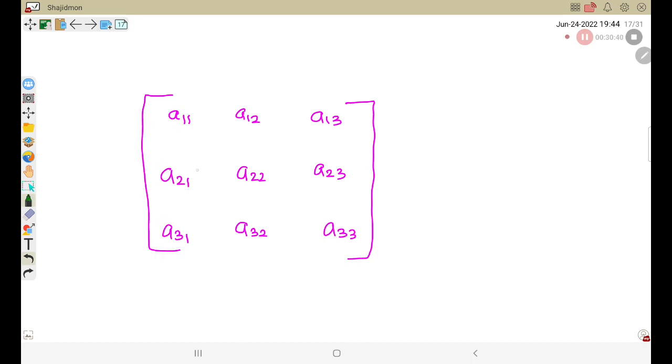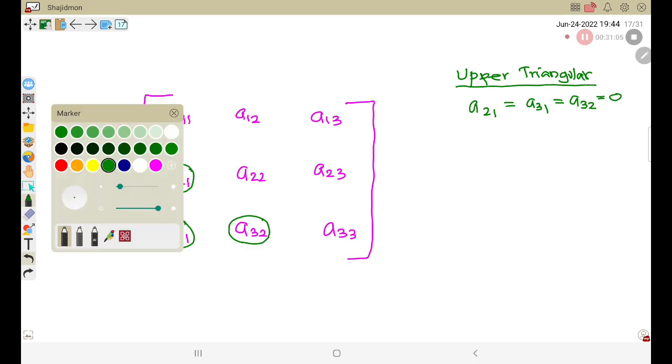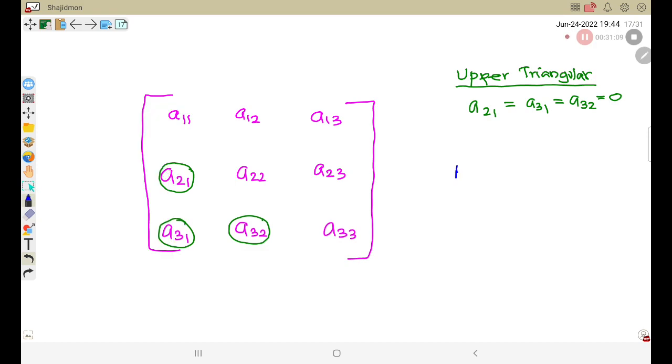Now, upper triangular matrix means what numbers should be 0? This number should be 0, this number should be 0, this number should be 0. For upper triangular matrix, these three numbers should be 0. That means A21, A31, and A32 should be equal to 0. Correct? These three numbers.